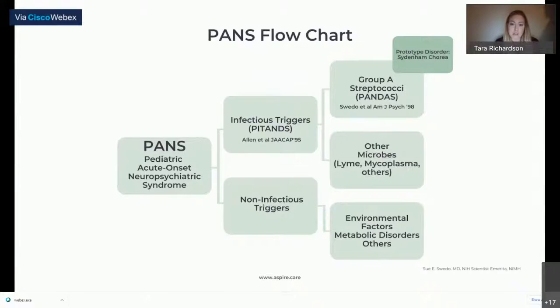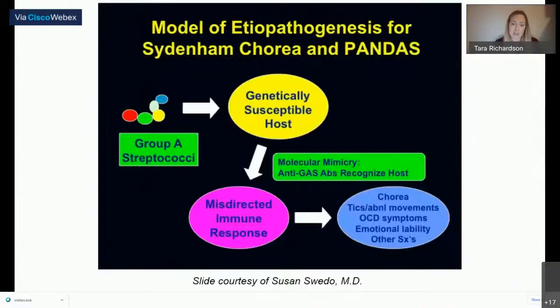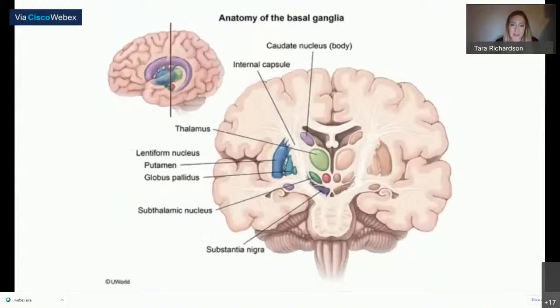We've already discussed some of this, the misdirected immune response that attacks the brain. The part of the brain that's affected is called the basal ganglia, and it has to do with reward processing, cognition, motor control, emotions. And so you can start to see how all of these things are connected.